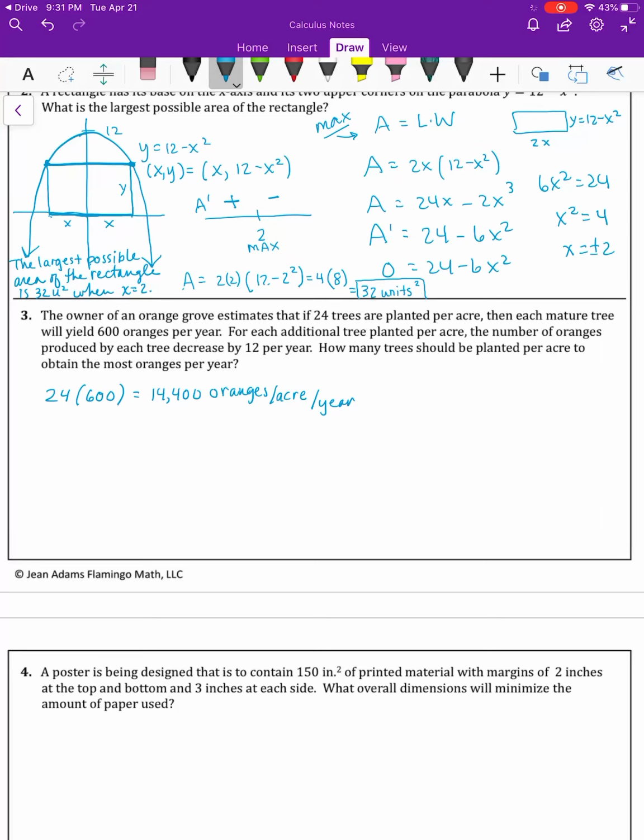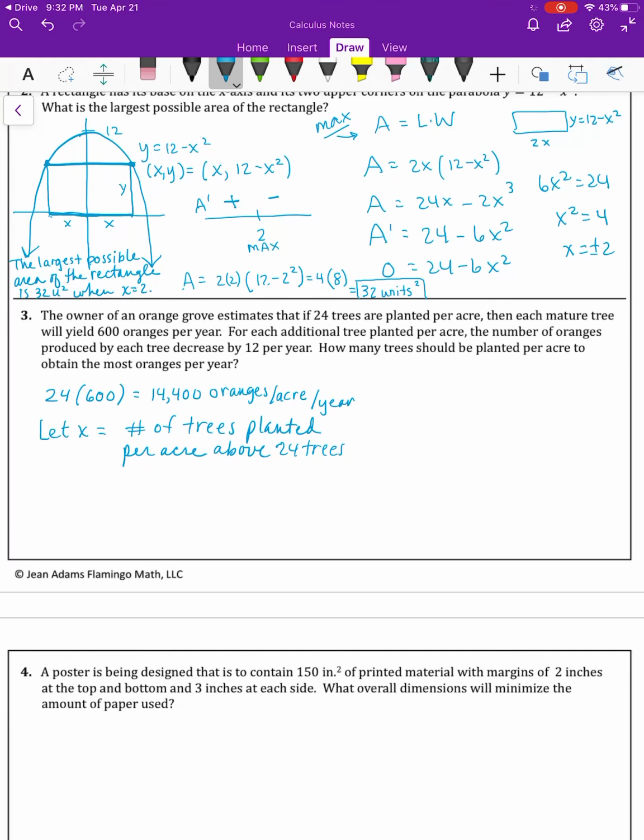And so now it said for each additional tree planted, they already know that 24 trees is going to give them 600 oranges. But if they plant more, it causes those trees to decrease by 12 oranges per year. But what is that happy medium? Can I add some trees, and even though the other ones reduce by 12 per year, it might end up giving me a greater amount? So how many trees should be planted per acre to obtain the most oranges per year?